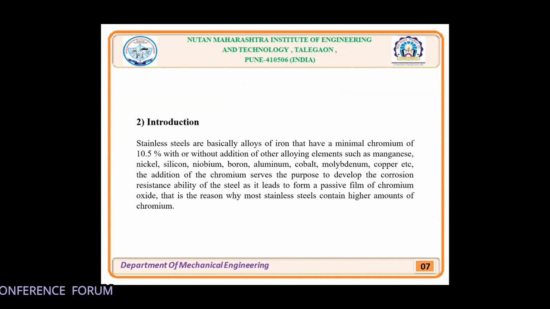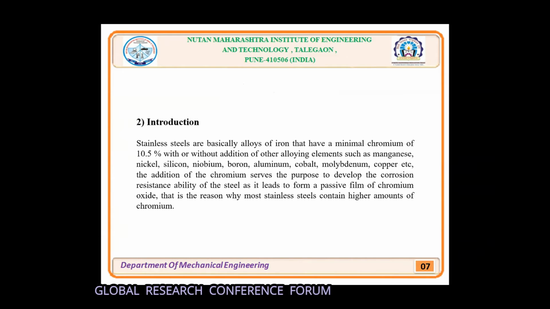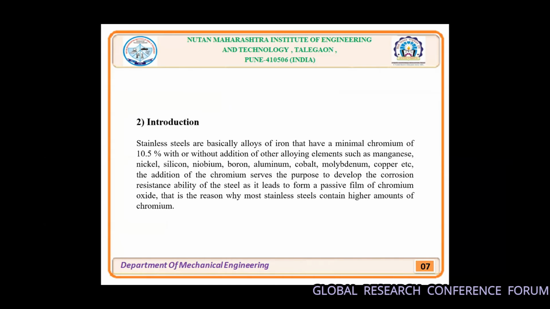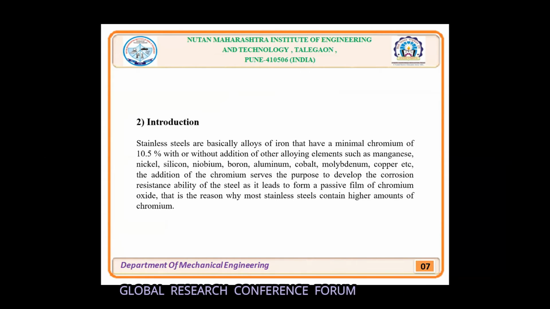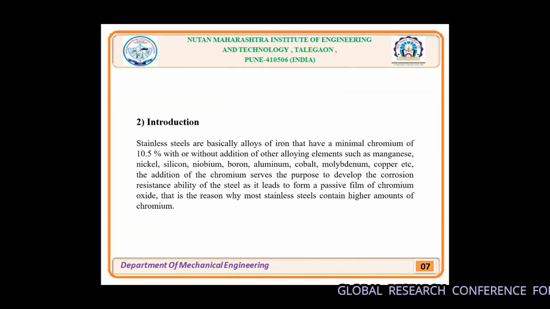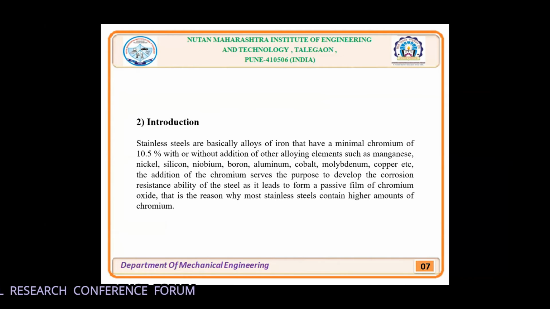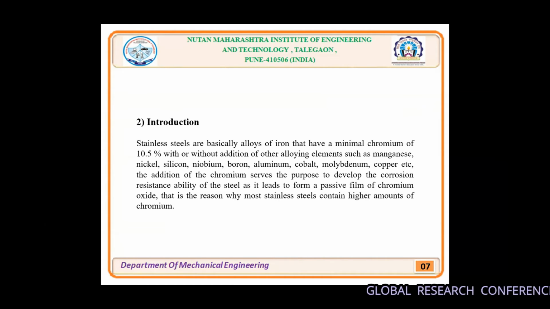Introduction. Stainless steels are iron alloys with a minimum chromium content of 10.5%, with or without the addition of other alloying elements such as manganese, nickel, silicon, niobium, boron, aluminum, cobalt, and so on. The addition of chromium improves the steel's corrosion resistance by forming a passive film of chromium oxide, which is why most stainless steels have higher chromium content.